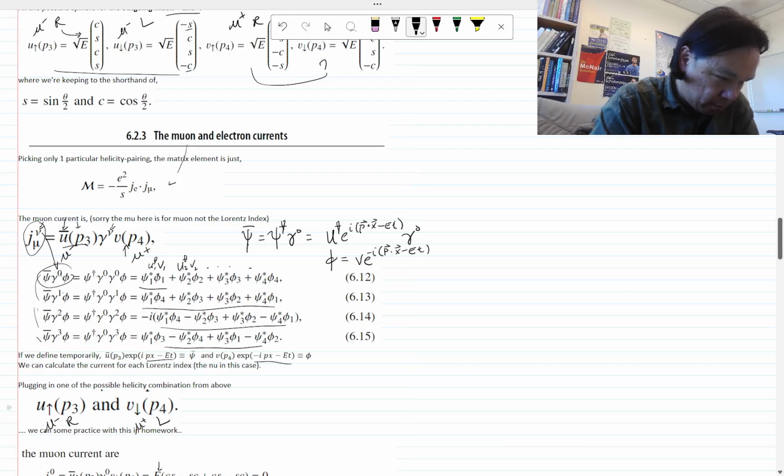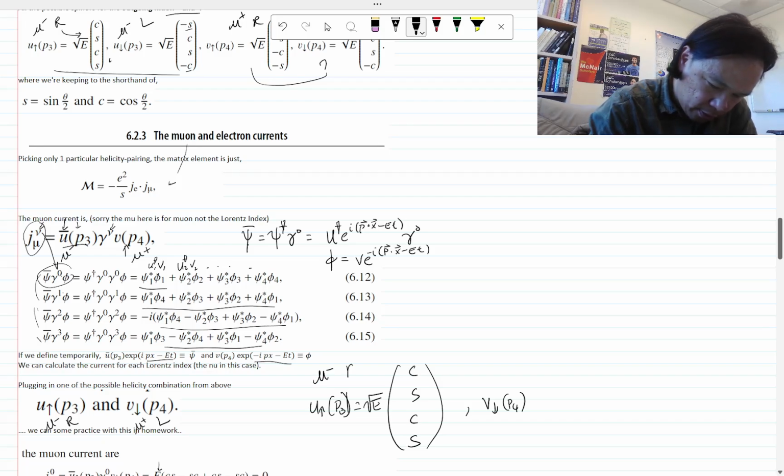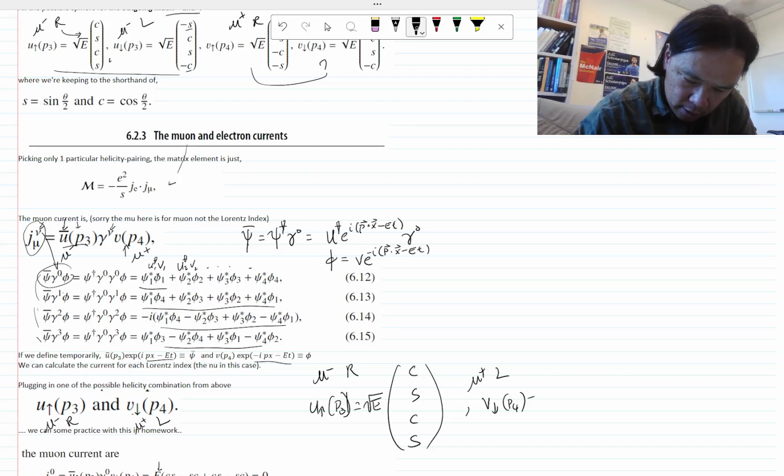So we want U up, which is right P3. Square root of E. I'm just copying down what's up here. C S C S. Okay, I'm going to copy down V down P4. This is the muon with the right-handed helicity. This is the anti-muon with the left-handed helicity. You get a square root of E here also.